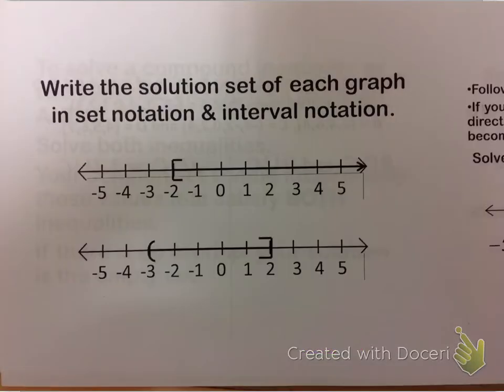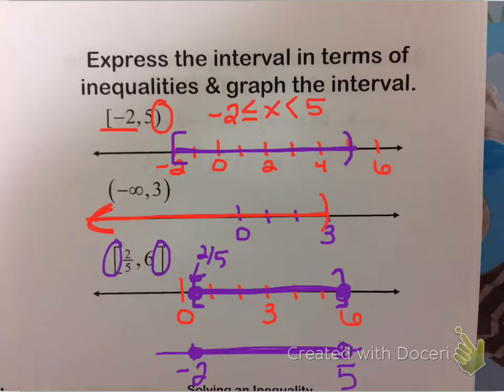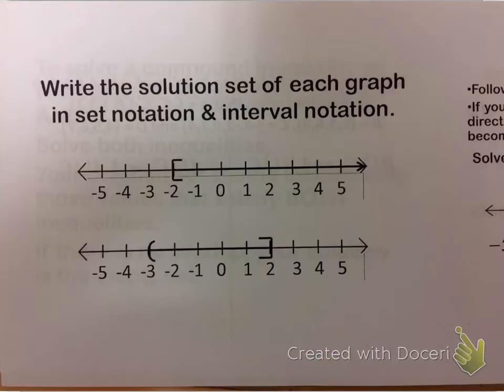Okay. Oh, and then these as inequalities, once again, if I'm just sticking with x, here x would just be less than 3. And here x would be greater than or equal to 2/5 and less than or equal to 6. So, sorry, I almost forgot those.